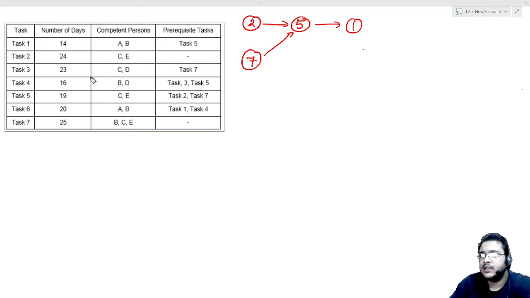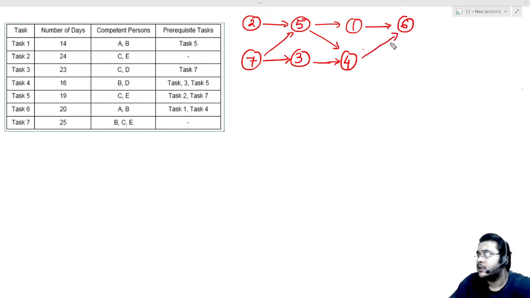Let's go to 3. So task number 7 needs to be completed before task number 3. That is fine. And then task number 4: 3 needs to be finished and 5 also needs to be finished. Okay, what about 6? For 6, 1 and 4, so I can probably make 6 over there, and I can make an arrow kind of structure, any structure that helps you understand this bit.